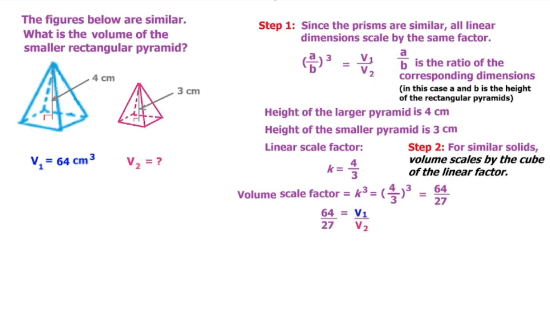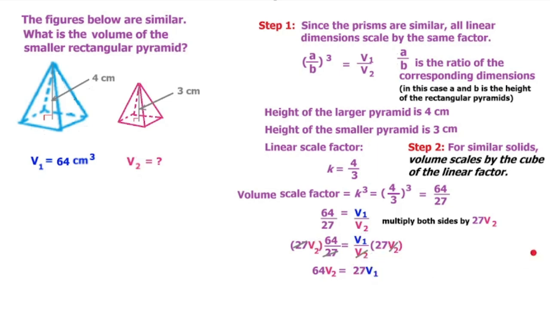We're just plugging numbers into that equation up there. So now we multiply both sides by 27V2 so that we could get rid of the denominators. Now we can start canceling terms. The V2s cancel, the 27s cancel. So we're left with 64V2 equals 27V1.